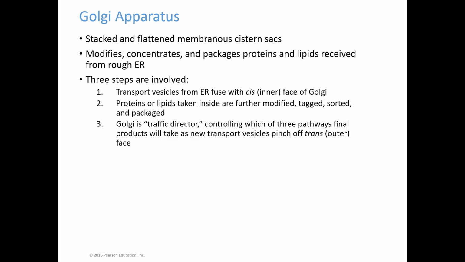So while you have a vesicle containing 24 different types of proteins going into the Golgi, what comes out at the other end of the Golgi is all the same type in a vesicle.